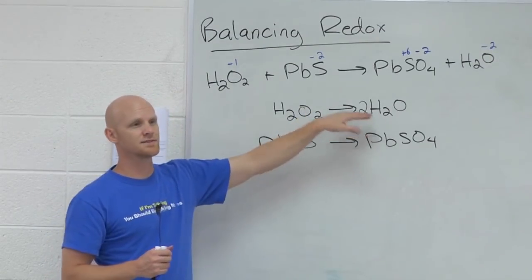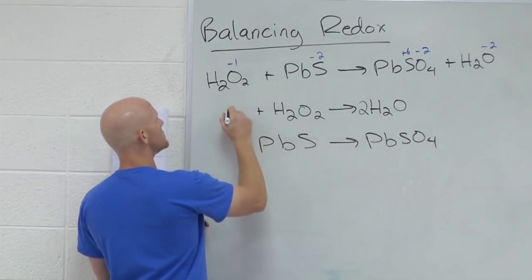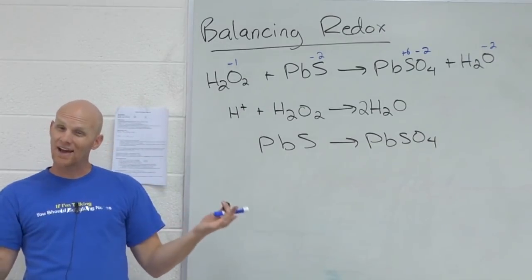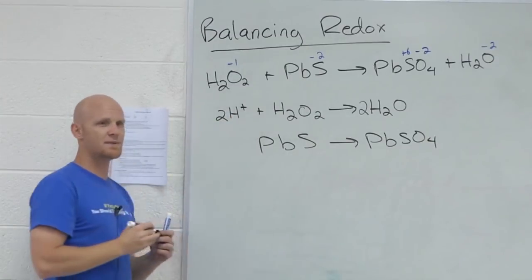Which side needs hydrogens? Left side. And so in this case, when you balance out hydrogens, you always add H+ to balance that out. Essentially acid, if you will. How many H+ did I need to add? Needed 2 of them to make this balanced.